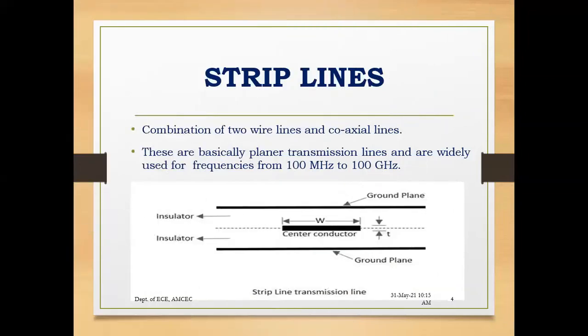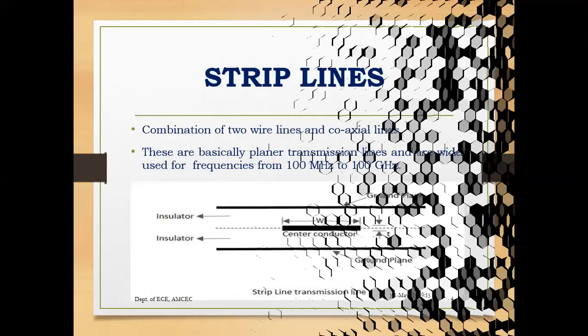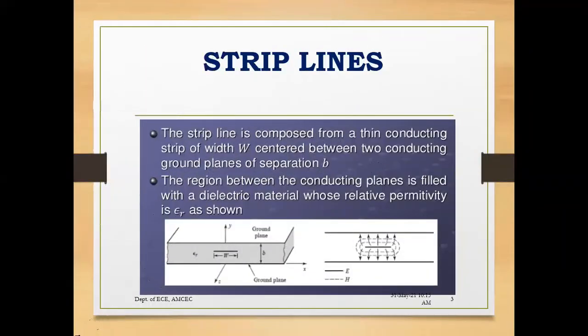The only disadvantage in the strip line or a microstrip line is it is having losses, that is radiation losses, that can be again reduced by using the suitable dielectric material, which will reduce the radiation losses.